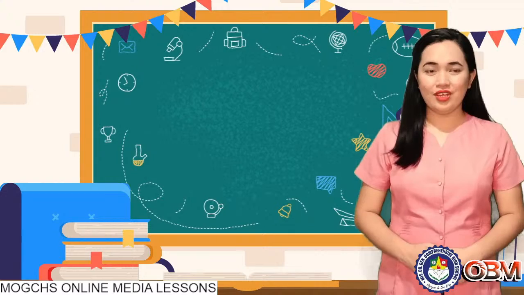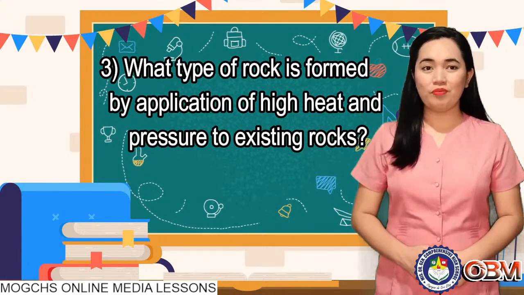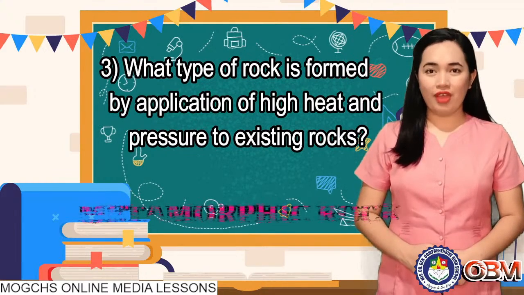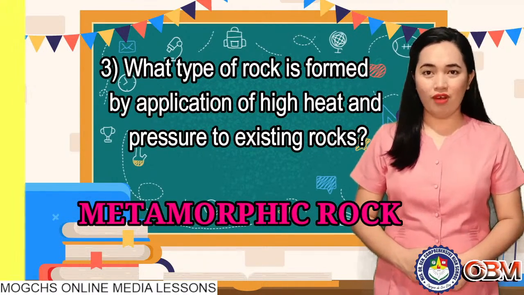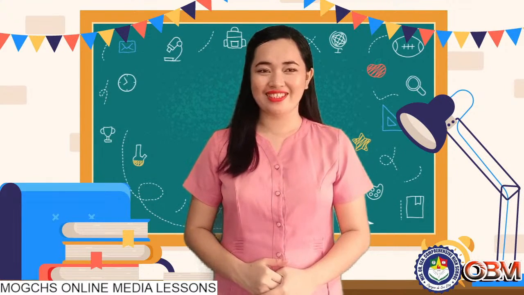Third question. What type of rock is formed by application of high heat and pressure to existing rocks? Correct! The answer is metamorphic rock. That ends our lesson for today. I hope you learned many things.